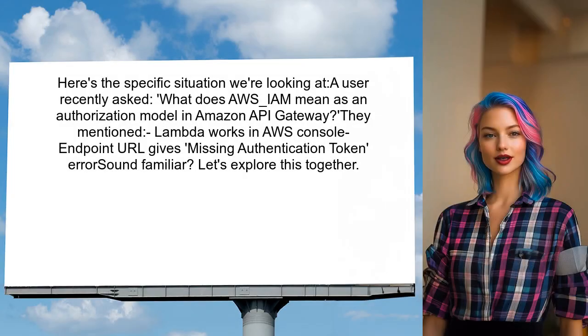Here's the specific situation we're looking at. A user recently asked, what does AWS IAM mean as an authorization model in Amazon API Gateway? They also mentioned that while their Lambda function works perfectly in the AWS console, accessing the endpoint URL results in a missing authentication token error. Sound familiar? Let's explore this together.